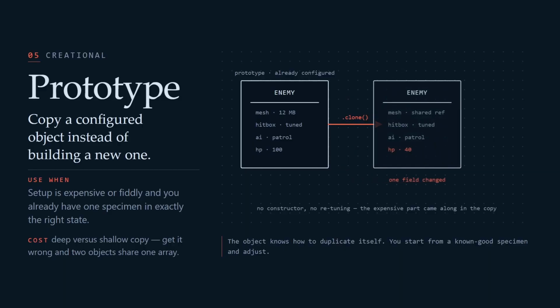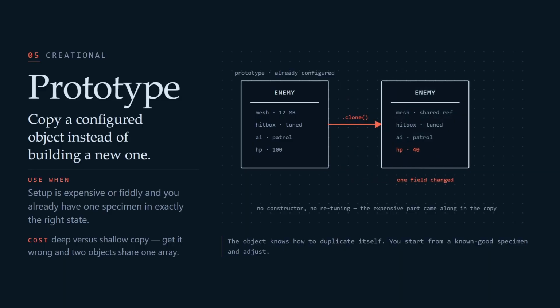Rather than construct a new enemy, copy one that's already tuned and change the field you care about. The expensive setup comes along for free. Just be certain whether your copy is deep or shallow.